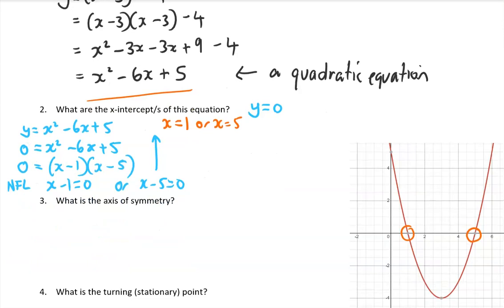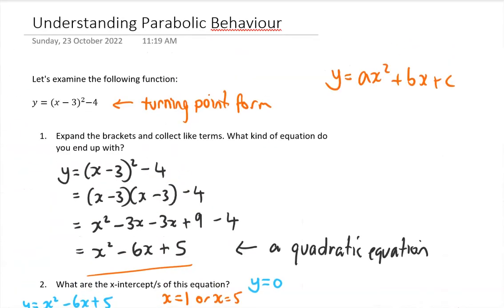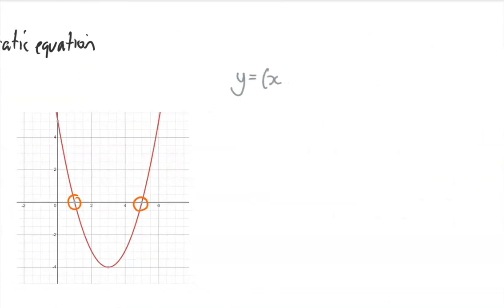I'll use a different color so you can see it. So I'm going to scroll all the way across so that we can have a bit more space. So y is equal to, what was the function, just to make sure I don't make a mistake, x minus 3 squared minus 4. Okay, so we want to find the x-intercepts. So just write that up here, find x-intercepts.